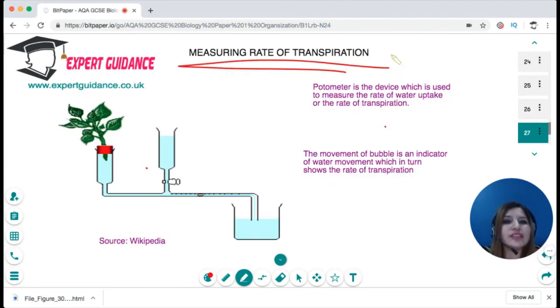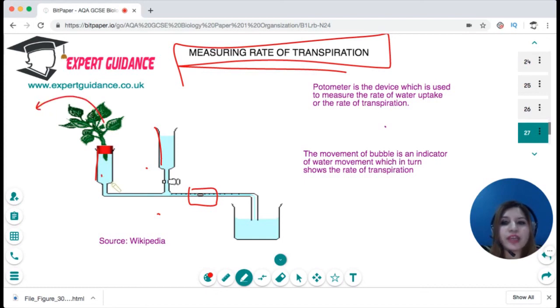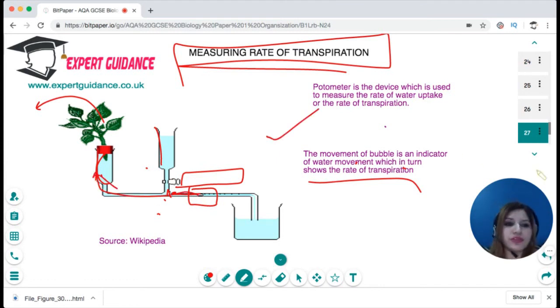I think you must have done this experiment. This is a potometer. In a potometer, there's a glass tube, there's a reservoir of water, and there's a beaker, and there's an air bubble. As the plant loses water, it will try to take up this water, and this bubble will move. You will use a scale and measure how much the bubble has moved. The movement of the bubble is an indicator of water movement, which in turn shows the rate of transpiration. So we assume all the water that it is taking up is equivalent to the rate of transpiration of water.